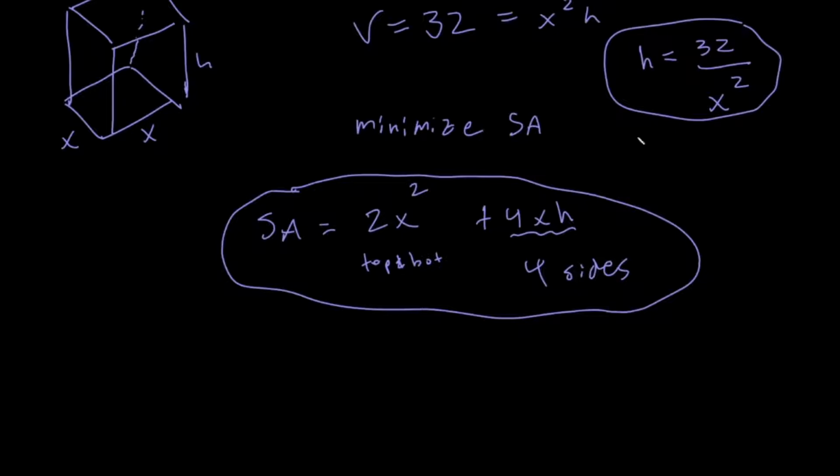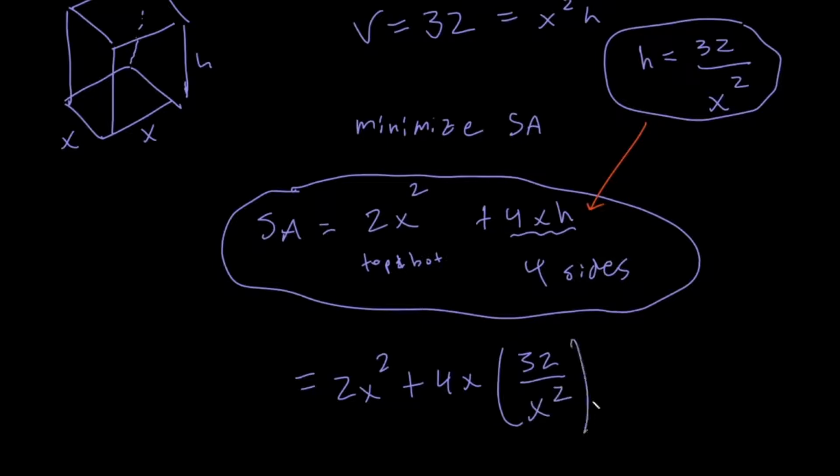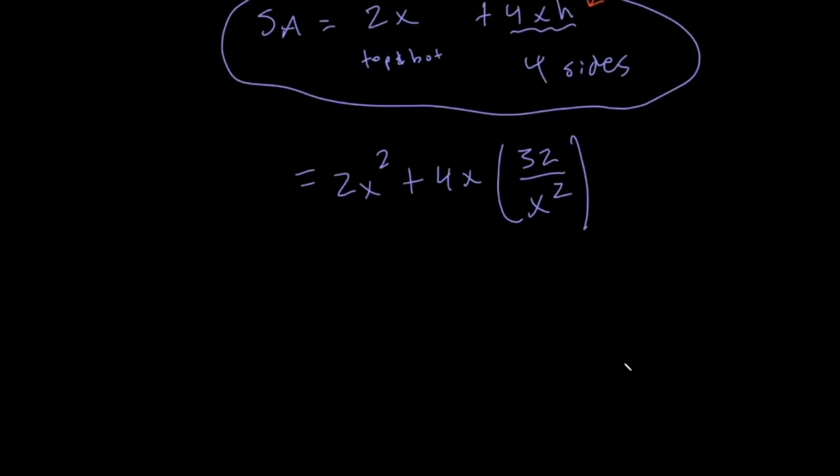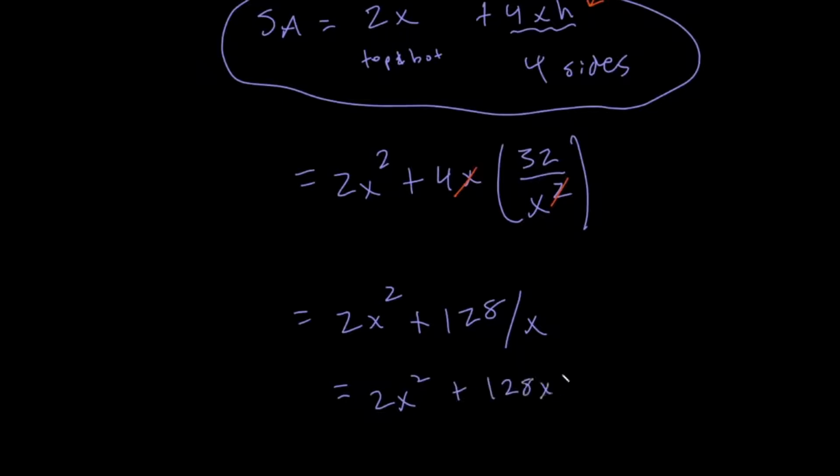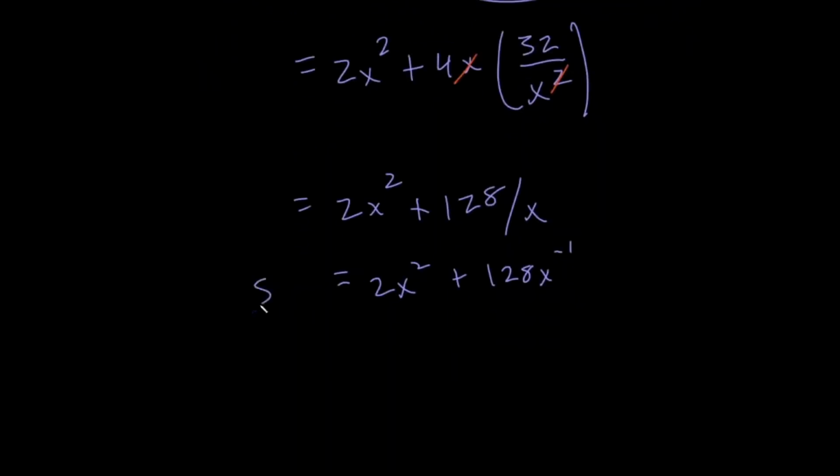I'm going to substitute this in for that h. So I get surface area equals 2x squared plus 4x times 32 over x squared. I'm going to go ahead and simplify because these will cross out. If you see action like this, it's usually an indication that you're doing something right. And so I get 2x squared plus 128 over x. I'm going to call this plus 128x to the negative 1 power. So that's my surface area formula.